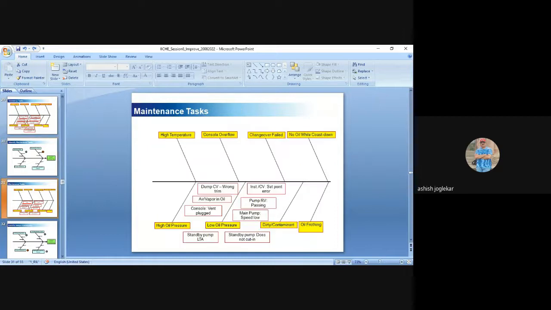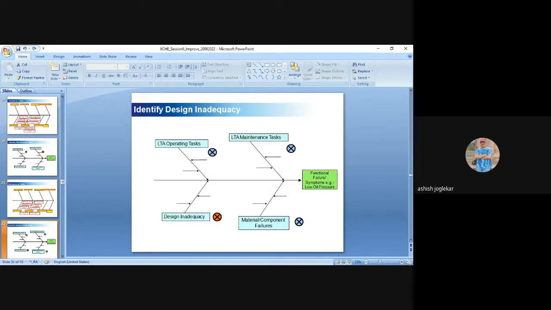In maintenance task, dump CV, wrong trimming, air vapor in oil. There is oil having an air lock, so oil is not flowing properly. Vent is plugged, so the air is not able to be removed. Pump RV passing, pump speed is low, standby pump does not start when required. All these things are maintenance. Because maintenance is not done properly, these are the causes which are affecting the pump performance.